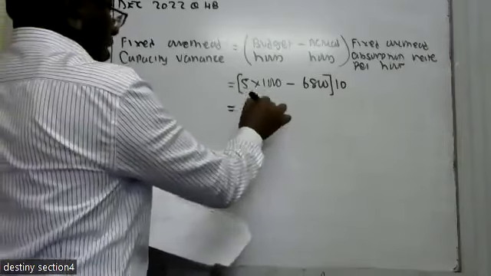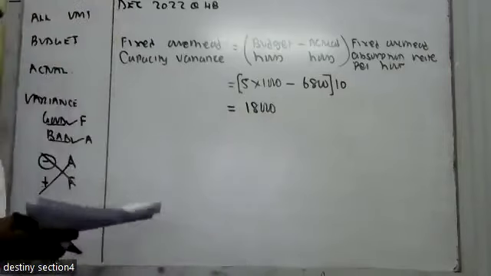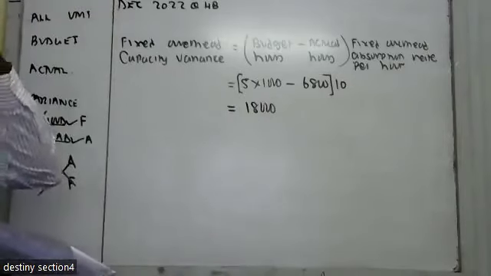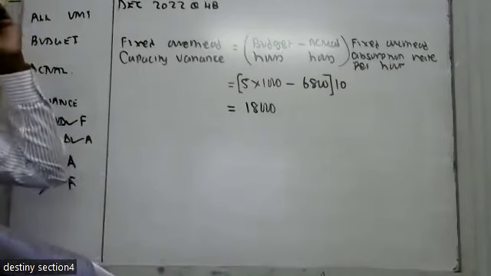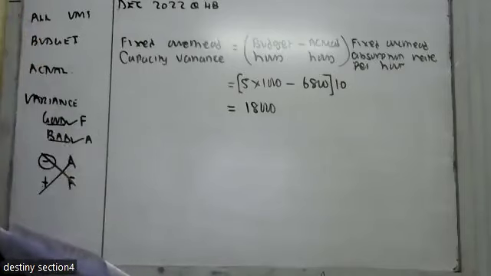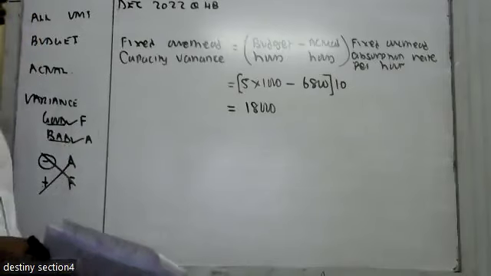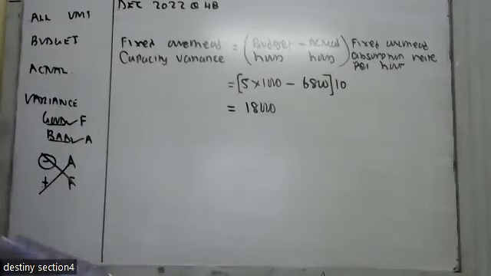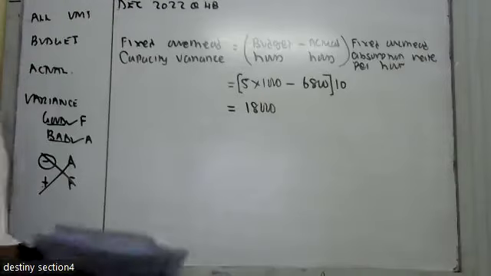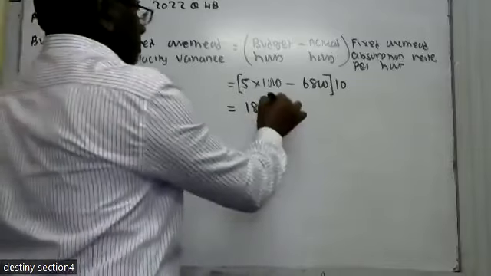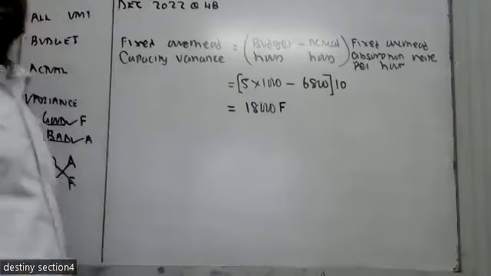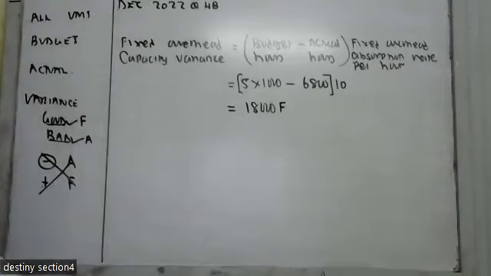18,000. Positive or negative? Negative. So if it is negative, let's argue whether it is favorable or adverse. If it is negative, kumaanisha actual is more. So is that good or bad? It is good. Why is it good?